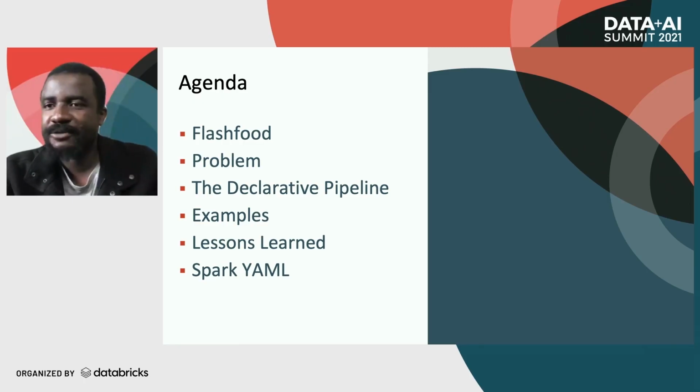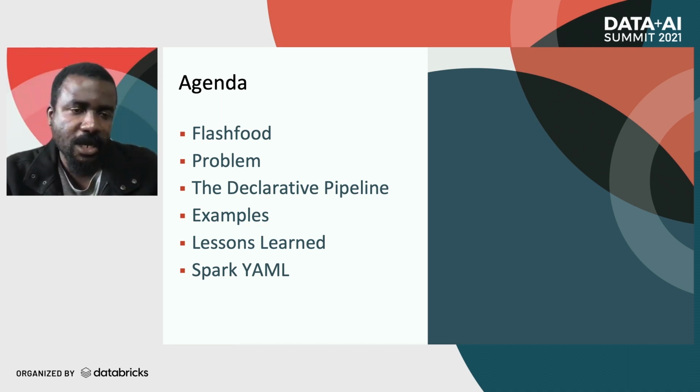So today we'll be doing a presentation on code once, use often, declarative data pipelines. In the agenda for today, I would first go through Flashfood, what we do as a company, and then go to a problem we faced in our ETL pipeline design, and then a solution we adopted, that is the declarative pipeline. We will then move on and talk about a couple of examples, follow up with lessons learned, and then do a brief talk on Spark YAML.